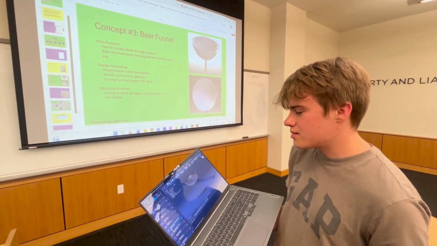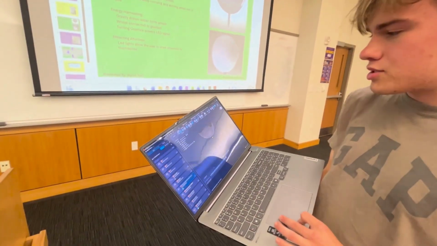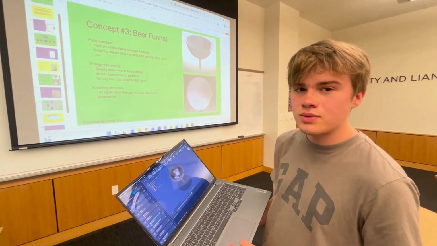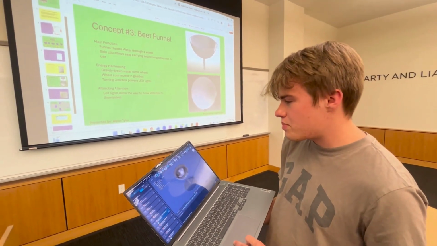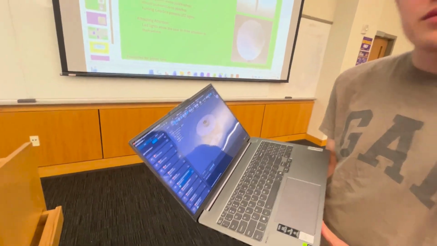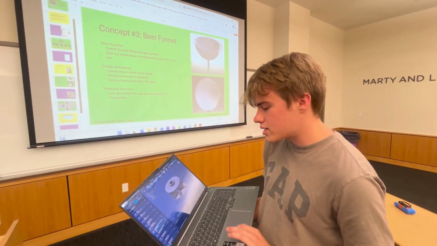For the third concept, we have a light-up 3D printed beer funnel. Basically, there's a clip on the side that you can clip onto your belt, and there's a water wheel on the inside, so whenever you pour beer into the funnel, it powers the water wheel. Here's the Fusion file for that. It's going to light up LEDs around the whole funnel to maximize the amount of dopamine. Now for the next concept.